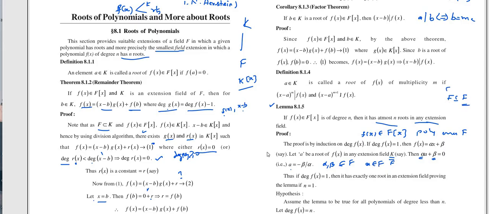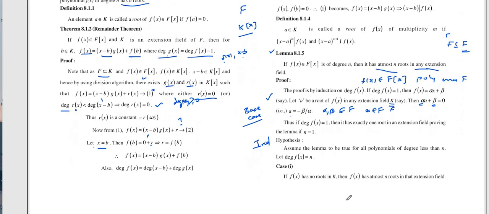So in this case, the lemma is true. So the base case holds. This is our base case, and now we have the induction hypothesis. We assume the lemma to be true for all polynomials of degree less than n. Let the degree of f of x be equal to n.